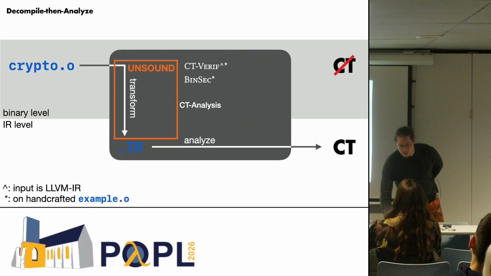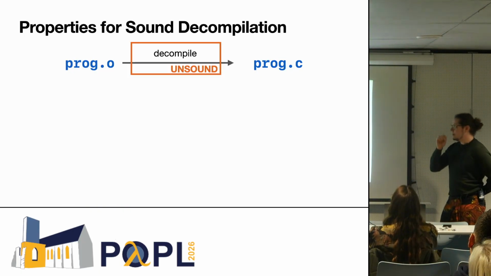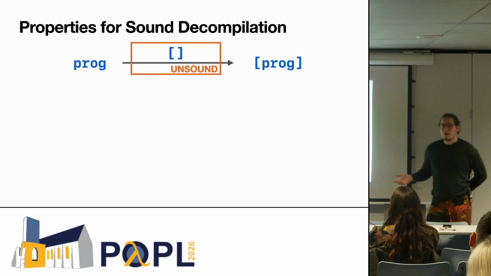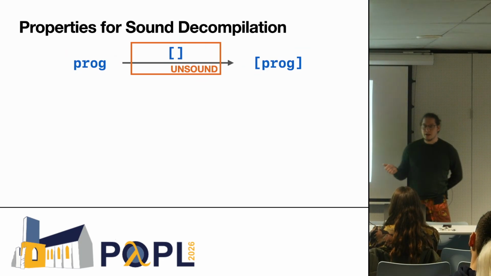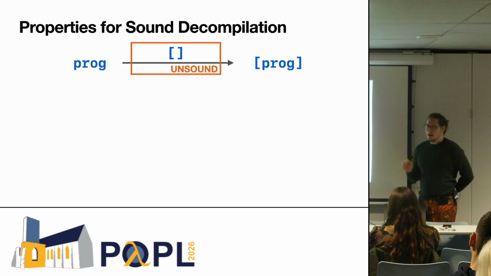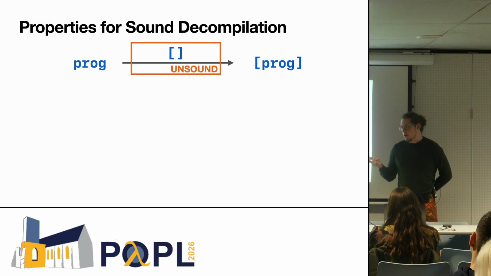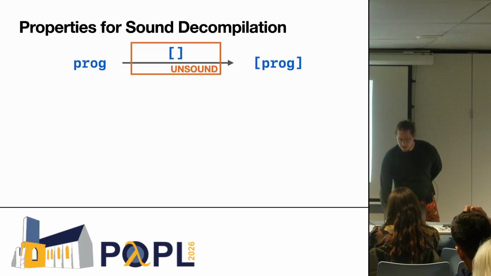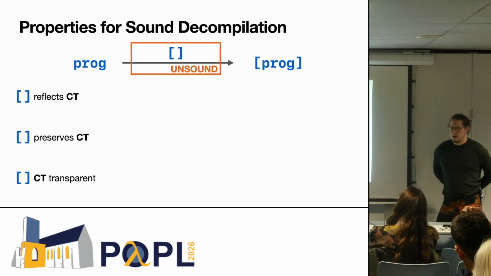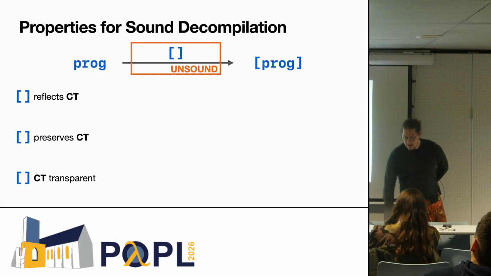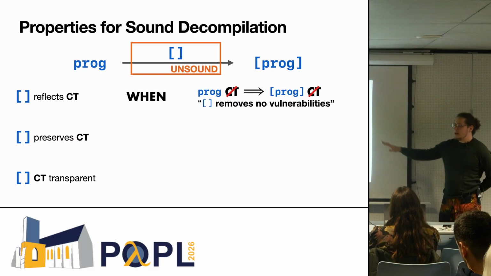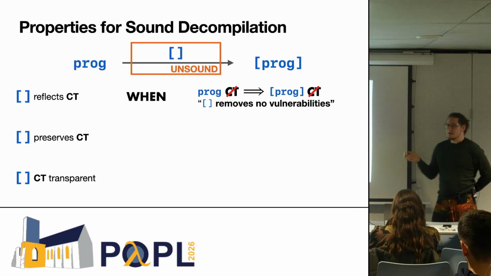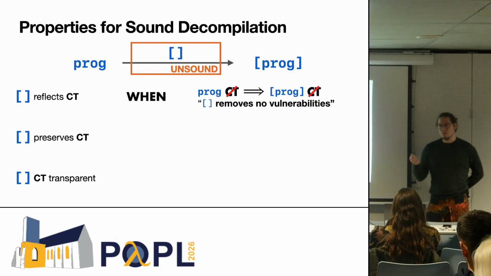So let's look at the general setting. The general setting is that we have some binary, we decompile it, or if we want to say it even more generally, we have some program, we transform it, and then we have a target program. What we would like is a little more formal intuition on what is a sound way to do this. And we have identified 3 properties: reflection, preservation, and transparency. Reflection says, well, if your input program is not constant time, then your output program should also not be constant time, which is the same as saying our transformation does not remove any vulnerability.